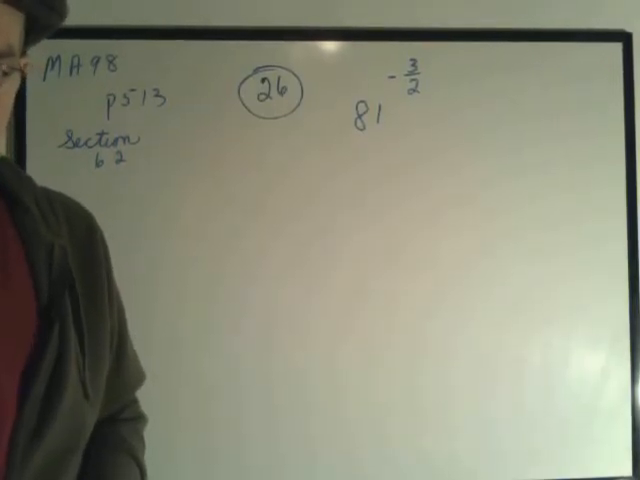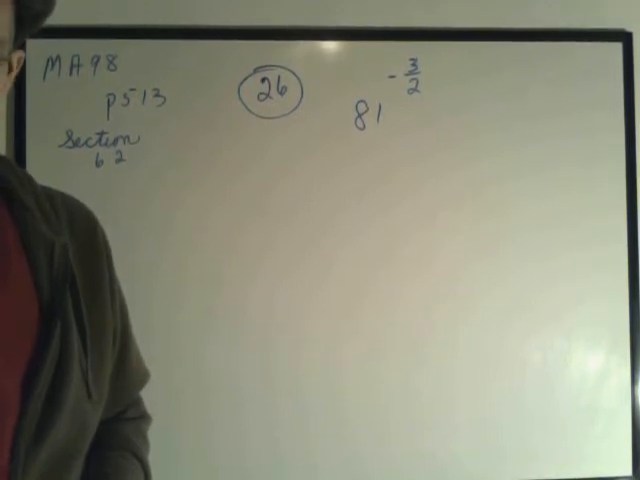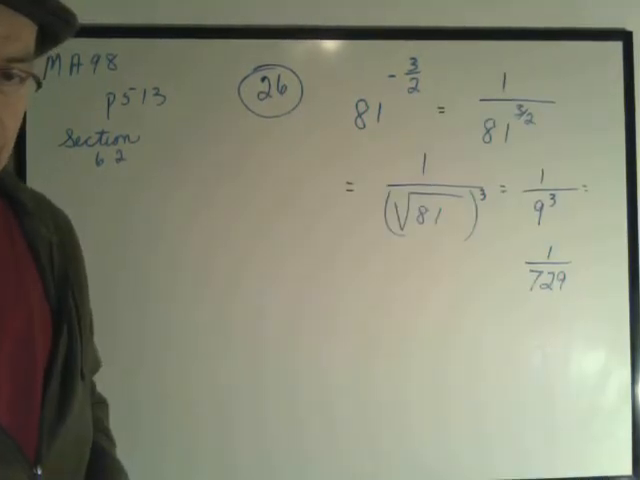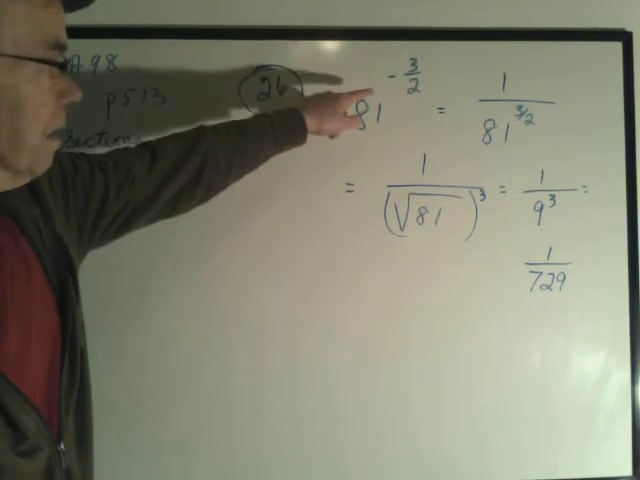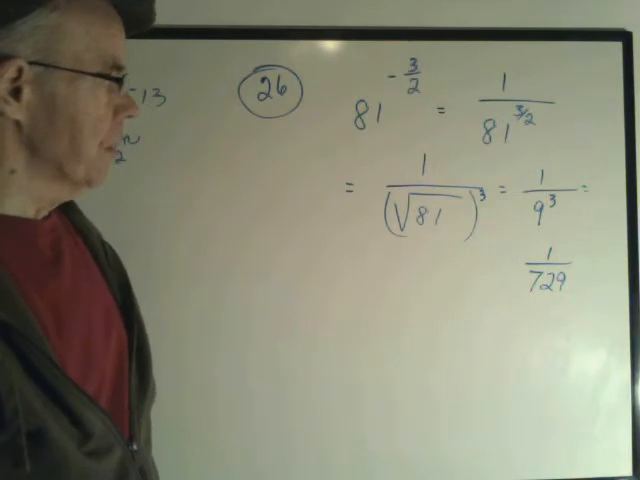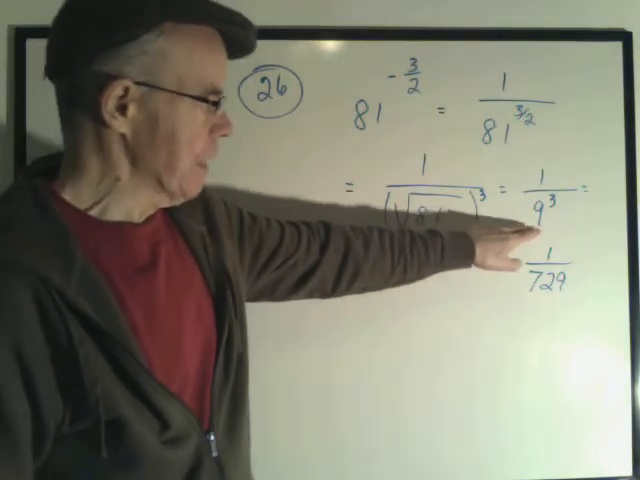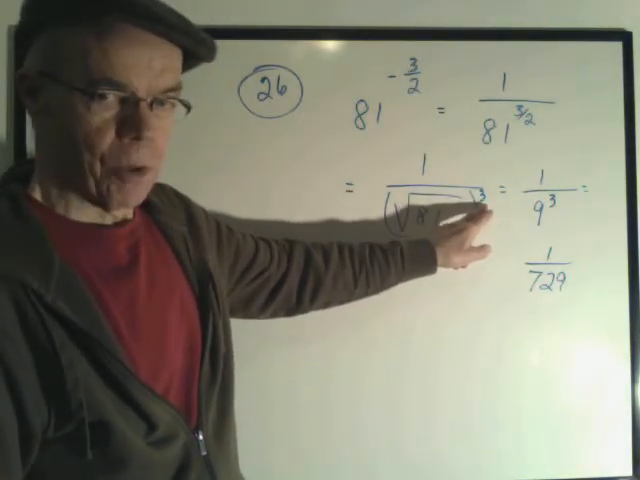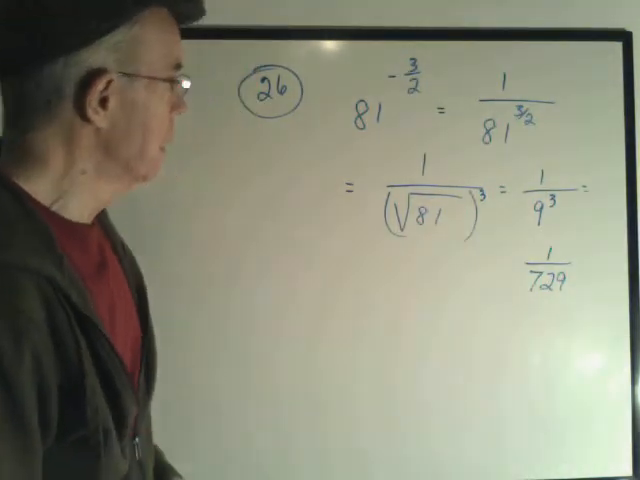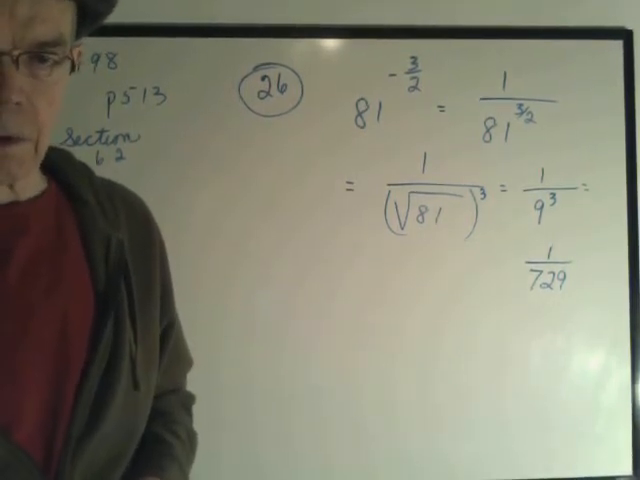All right, try that problem, number 26, 81 to the negative 3/2. Pause the video, give it a try, see how you do with it. All right, so it's 81 to the negative 3/2, which is going to make it 1 over 81 to the 3/2. This is the index, so it tells me I want the square root of 81, which is 9. I'm going to raise it to the 3rd power. 9 times 9 times 9 gives me 729. It's over 1, and that is your answer. If you didn't get the right answer, do it over.